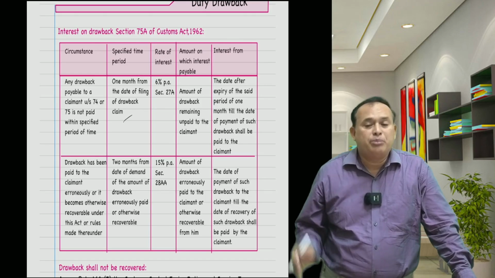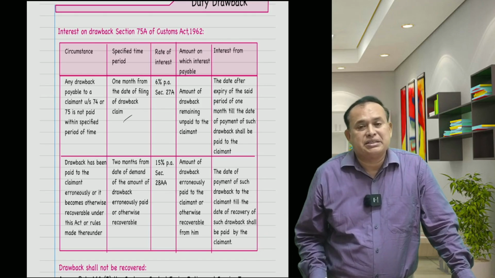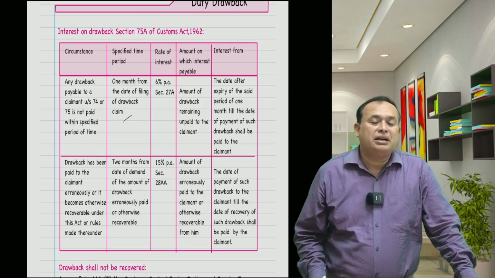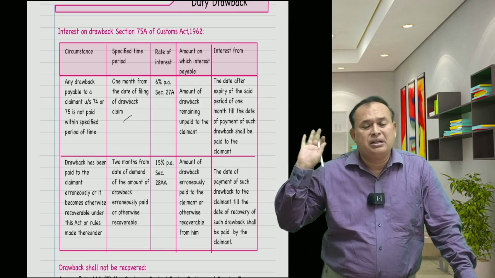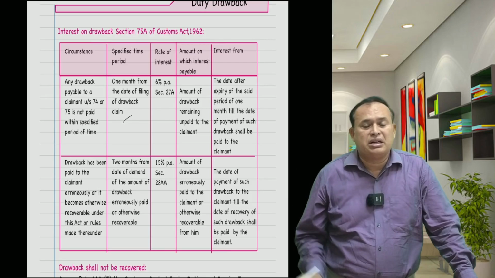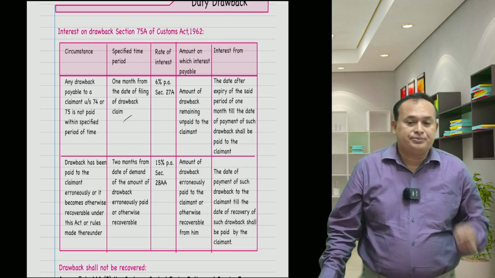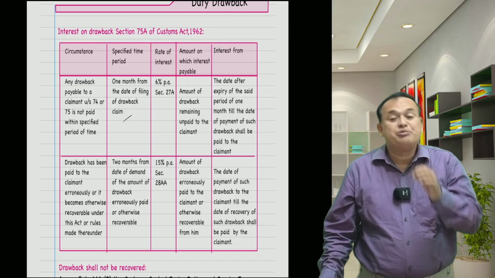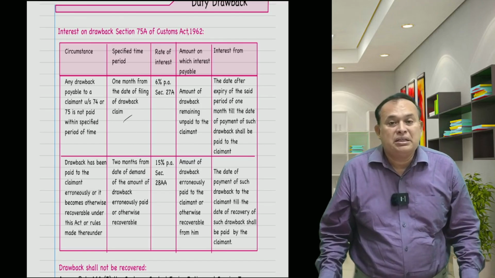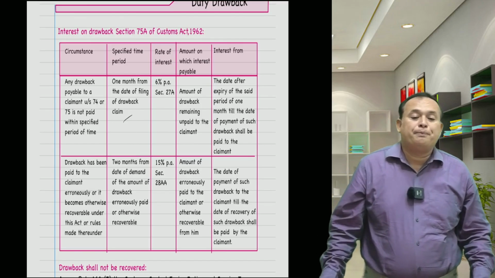When is the department going to give you the interest if the delay happens? Refund or not refund, refunds are separate. The time limit is 3 months to grant the refund. For duty drawback, 1 month is the only time limit to grant. If not, after expiry of 1 month, the department should make the payment along with the interest at 6% per annum.